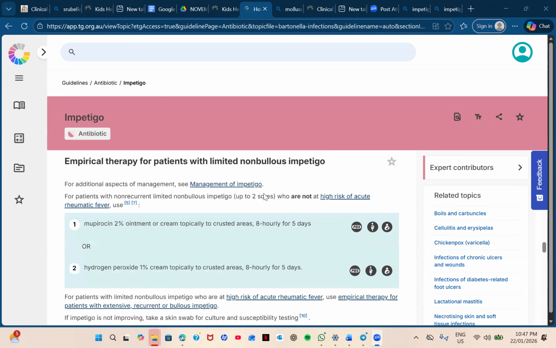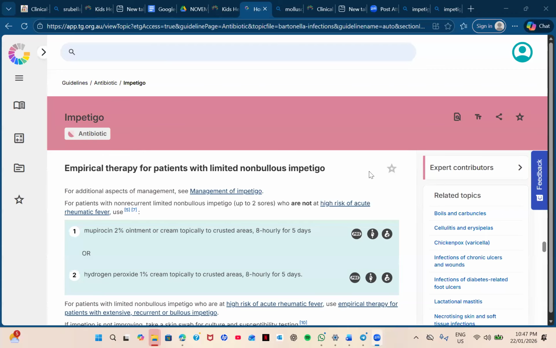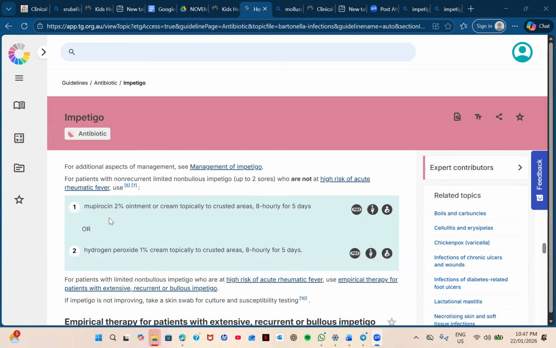Yeah, then this is empirical therapy for a patient with limited non-bullous impetigo. The non-bullous one can have pustular and honey-crusted lesions, right? And there are no systemic features. This is a less severe one. So how should we treat these patients, with non-bullous impetigo up to 2 sores who are not at high risk of acute rheumatic fever? We can use mupirocin 2% ointment or cream topically to the crusted area 8 hourly for 5 days. So remember this. Or the second option, hydrogen peroxide 1% cream topically to the crusted area 8 hourly for 5 days. So this is for non-severe impetigo, okay?